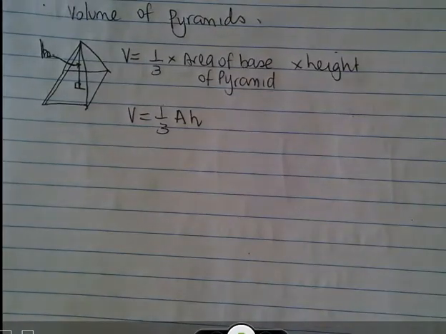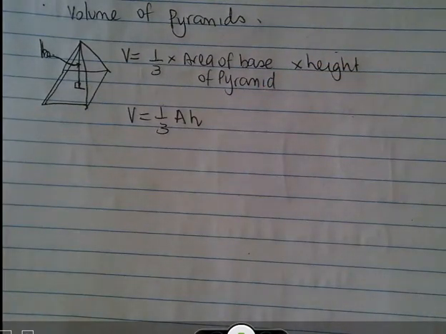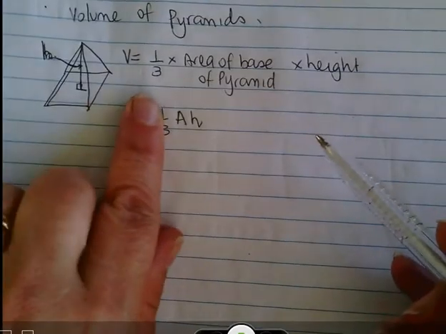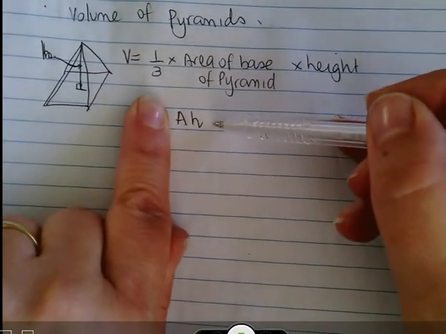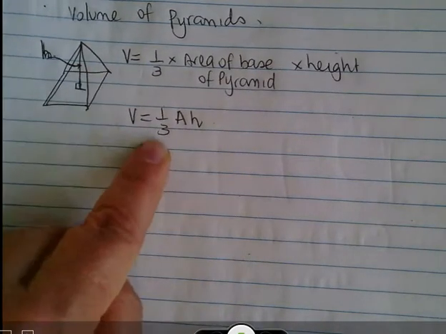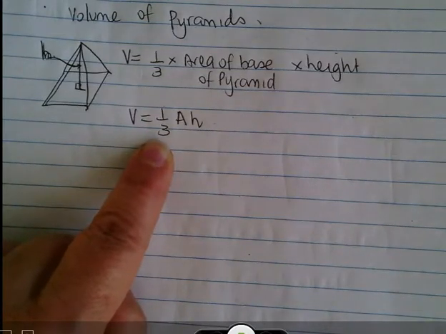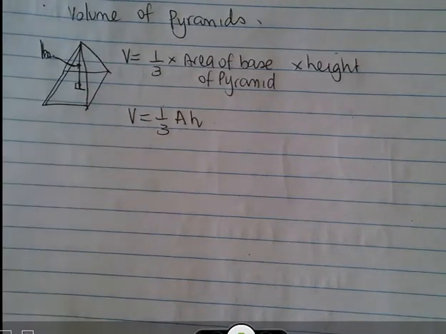So when we looked at that animation, we could see that 3 pyramids make up 1 prism. That's why the volume of the pyramid is 1/3 of what the volume of the prism would be. So if I look at volume is AH, that's the area of the base times the height. That's the prism. But when I put the 1/3 in front of it, that's the pyramid, because 3 pyramids make 1 prism, 3 pyramids with the same base area and same height.